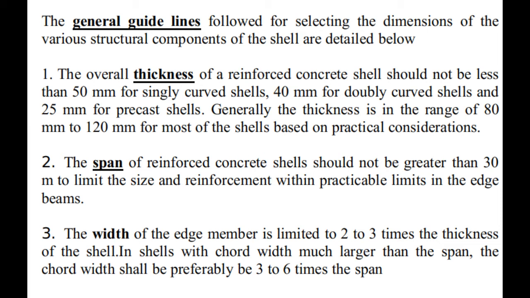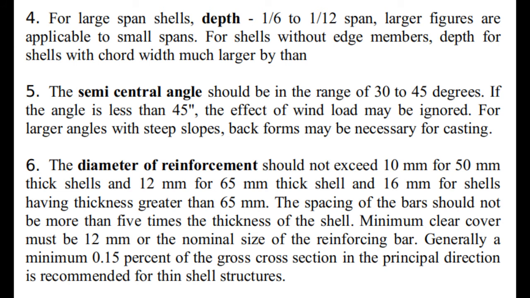The third point is the width of the edge member. It is limited to 2 to 3 times the thickness of the shell. That means the width of the edge member should not be more than 2 to 3 times the thickness of the shell. Now in shells with chord width much larger than the span, the chord width shall preferably be 3 to 6 times the span. Number 4. For large span shells, the depth should be between 1/6 to 1/12 of the span. Larger figures are applicable to smaller span.